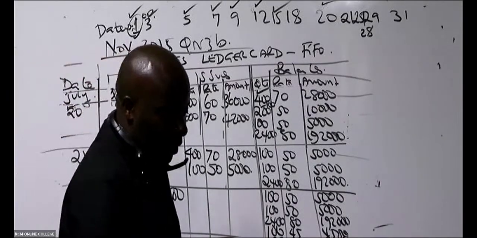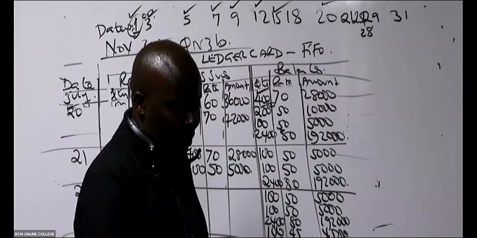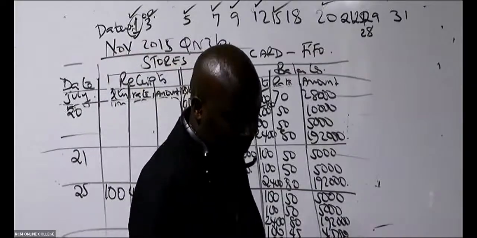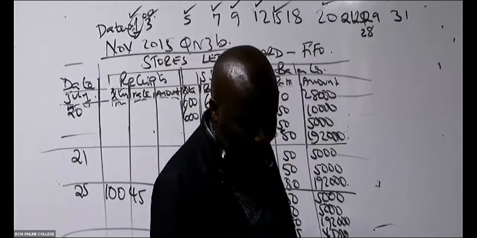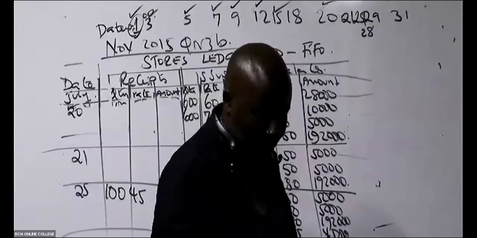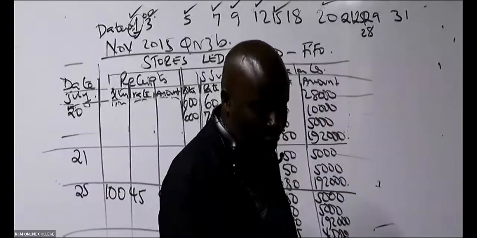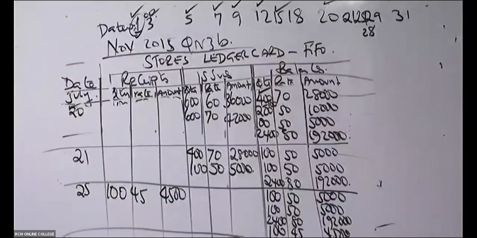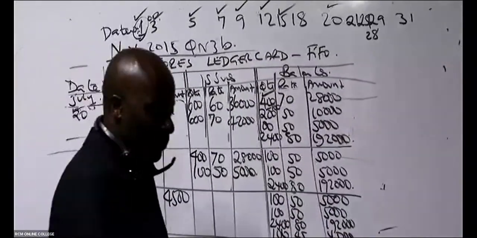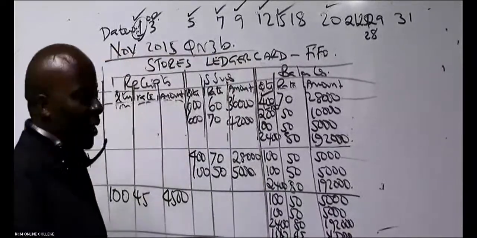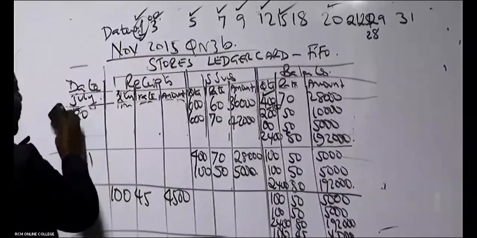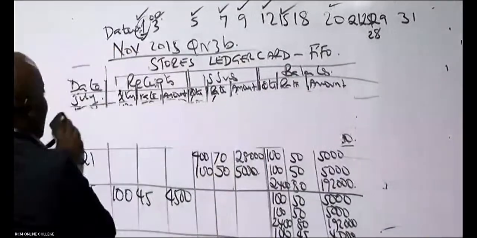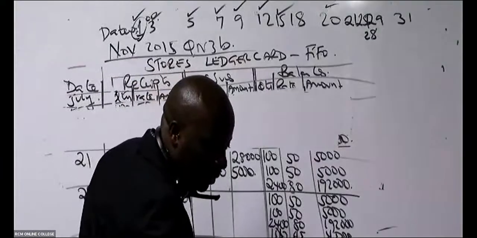We go to the 28th. So the 28th, what happened if you are careful enough? On the 28th, there was a shortage. We treat that as wastage, isn't it? On the 28th, there was a shortage.